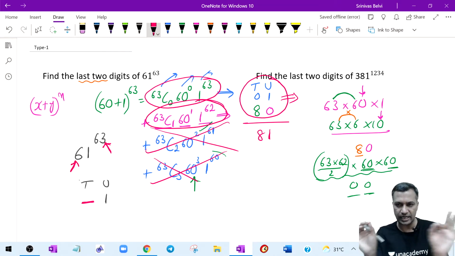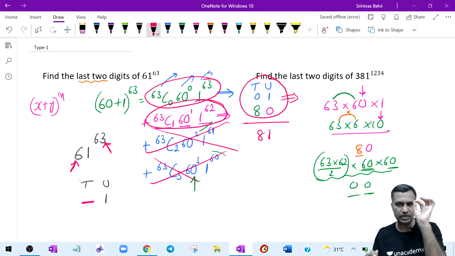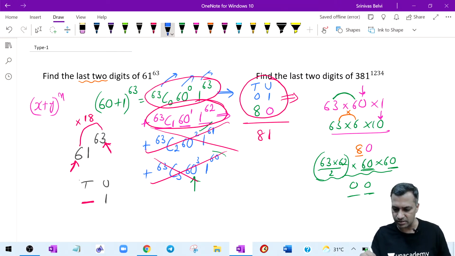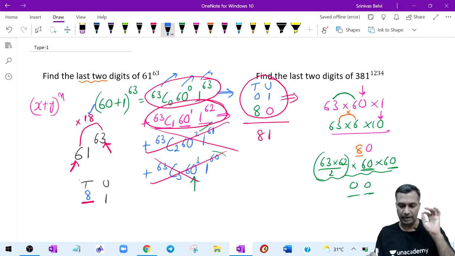I'm putting the arrows there. Only these two arrows matter. Unit digit of the power, tens digit of the base matter. To find the tens digit of this complete expansion, the unit digit of the power and the tens digit of the base matter. Okay, how does it matter? Multiply. Take the product of them. What is 6 into 3? 18. Now pull out the last place of this product. What is the last place of this product? 8. Pull this out.